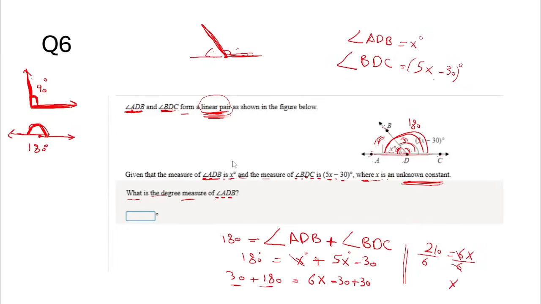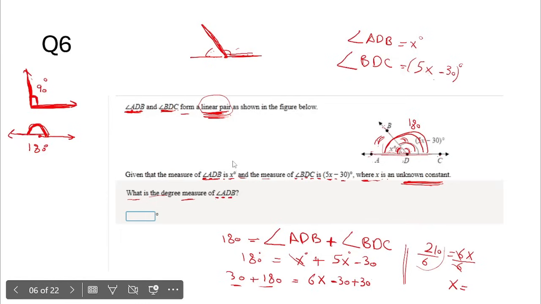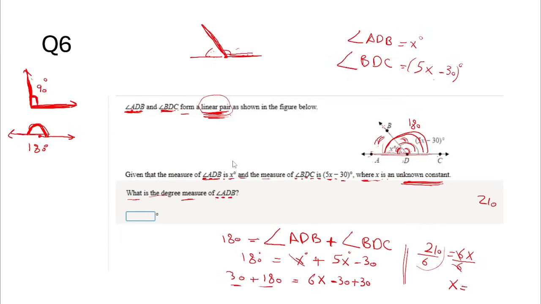The 6 will go, so x will be equal to 210 over 6. So let's do 210 over 6. 2 multiplied by 6 is 12, 3 multiplied by 6 is 18, 4 multiplied by 6 is 24, so I will take 3. 3 multiplied by 6 is 18. We subtract this, so it will be 3. 0 will come here, so 30 divided by 6 is 5. So x will be 35. So what he needs here, the angle of ADB, which is x, is 35.